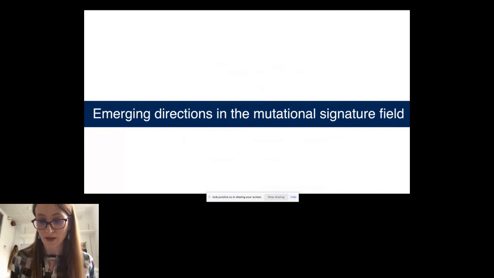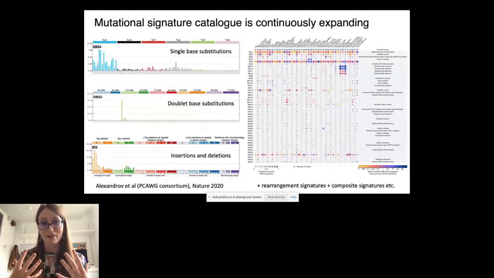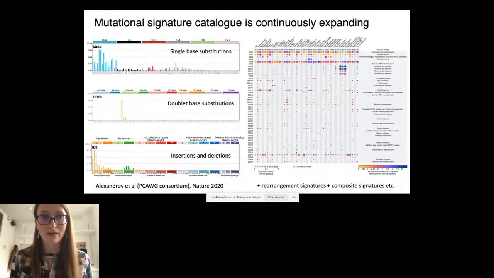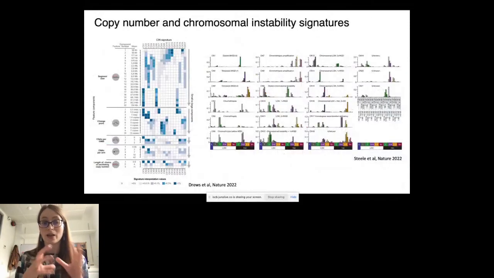And so in the last minute, now I will just very briefly show you that there's a lot that's left to explore. So first of all, the mutational signature catalog is continuously expanding, where we went from something like 30 signatures to 80, and now there's more than 100 signatures that have been described, and this will get bigger and bigger. There are not only single base substitution signatures, but also copy number and chromosomal instability signatures have been described actually very recently.